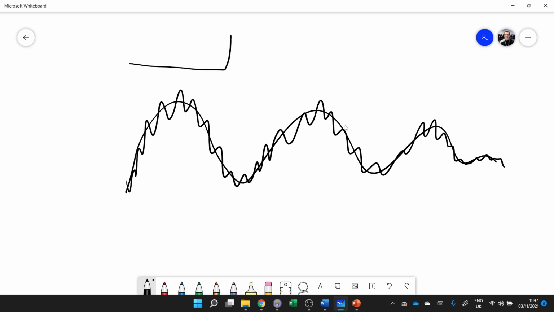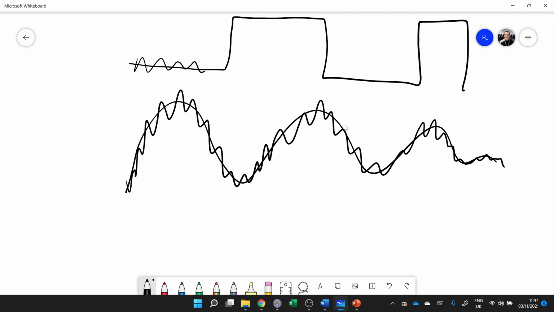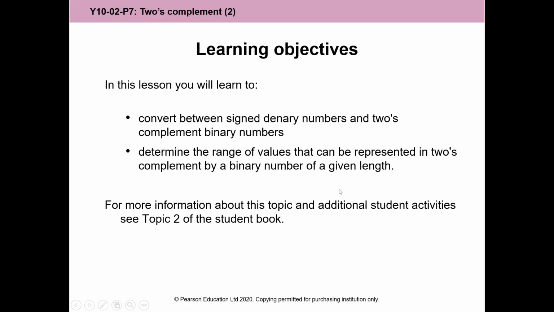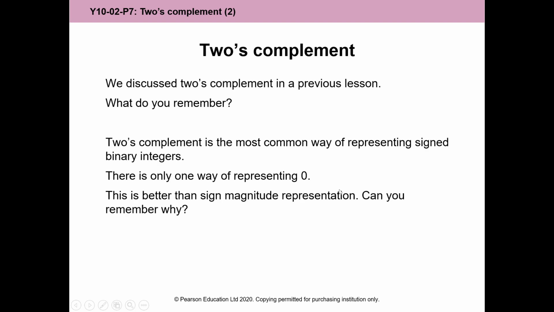If you just have a really simple on or off signal, it doesn't really matter if you add noise to it, because it's still really easy to tell what the signal is and what the noise is. Why is that important? It means that binary digital electronics can be incredibly reliable. So today we need to be able to understand and use 2's complement.